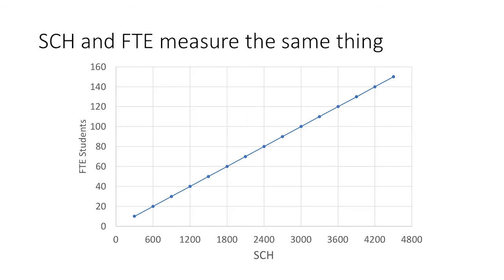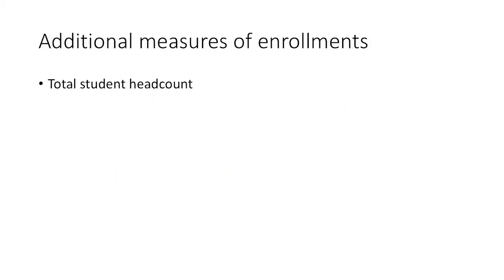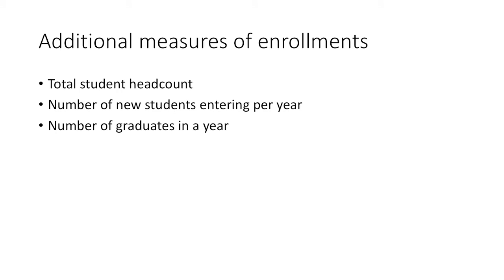So there are additional measures of enrollments that we readily talk about. One is total student head count. So how many students do you actually have in your class, in your school, in your university? Student head count is an imprecise measure because students take different number of courses and different number of credits in those courses. So it's not a very exact number. We can also talk about enrollments by talking about the number of new students entering per year, or we can talk about the number of graduates in a year.